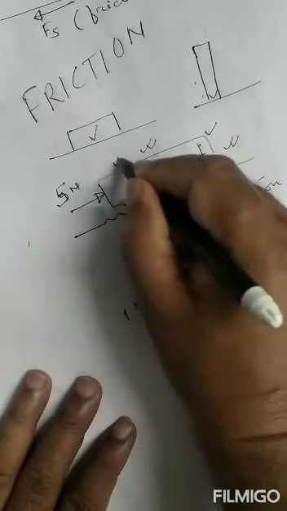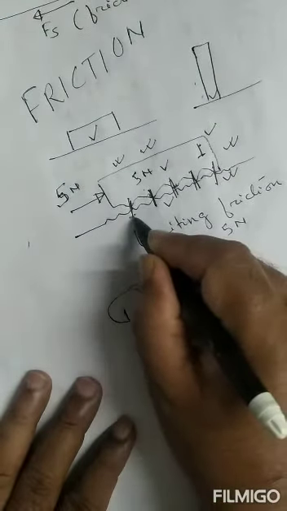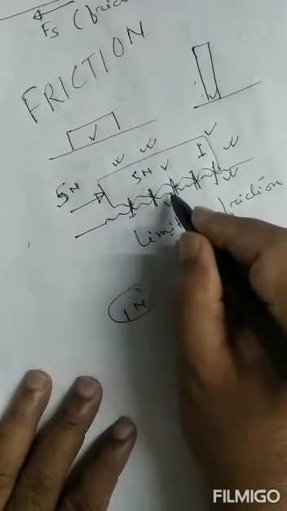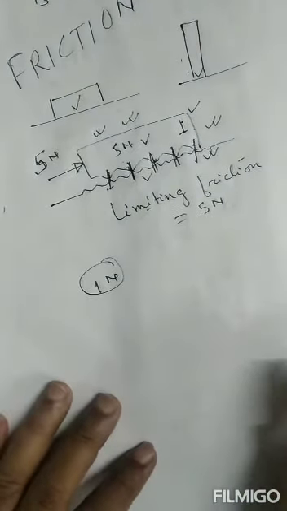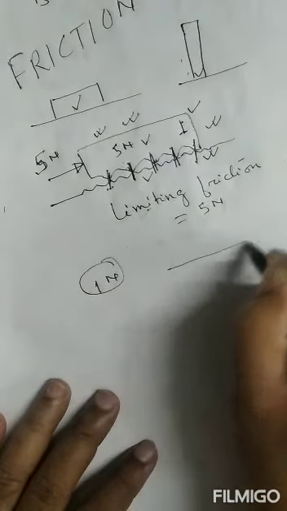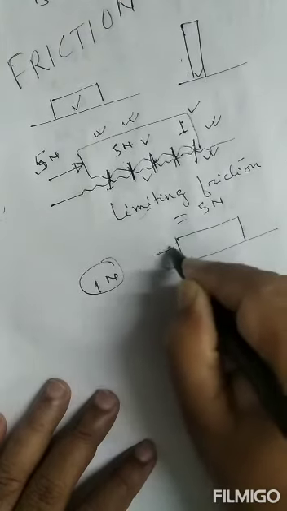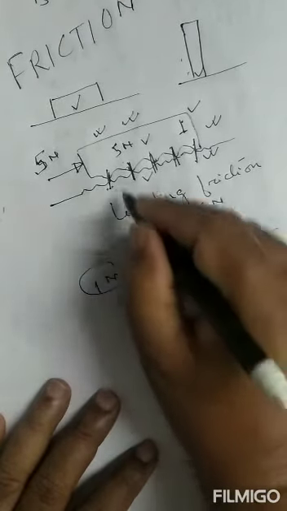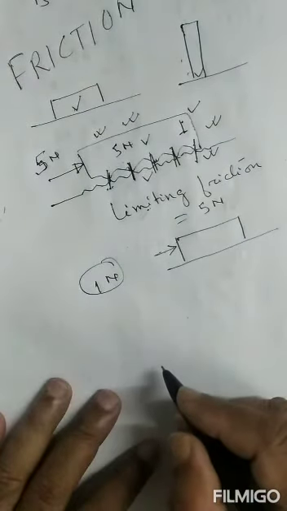Then if I apply 1 newton force on this body, what happens? This 1 newton force cannot break all the molecular bonds whose total strength is 5 newton. Yes or no? If I apply 1 newton force on the body in this direction, this 1 newton cannot break all these molecular bonds. Therefore, motion is not possible.